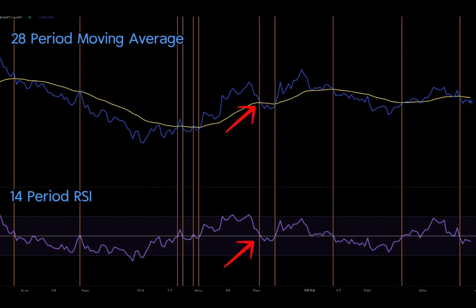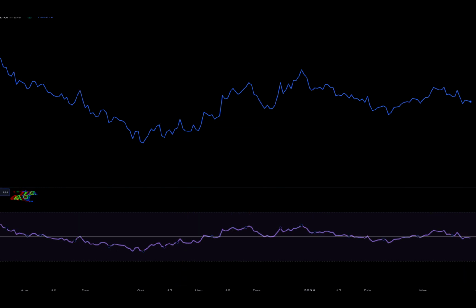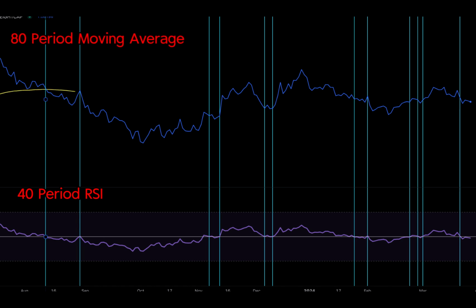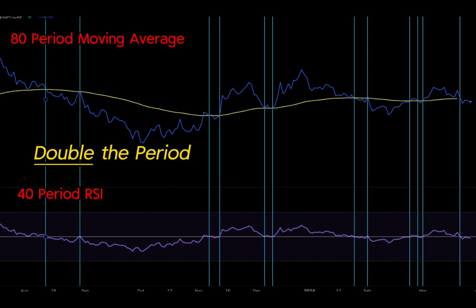Let's change the RSI to 40 and the moving average to 80. Let me get rid of the orange lines, and now I'll use light blue lines for the crosses. Now you can see that adding a moving average double the period of the RSI will always do the same thing. Why is this important?